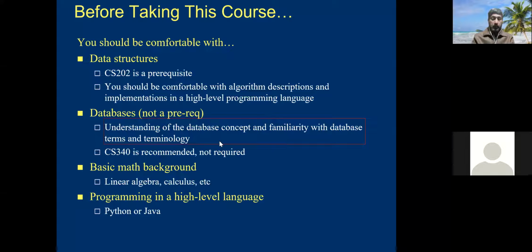Databases is not a prereq, but if you have taken databases, you will see some overlap of terminology used in this course. If you have not taken databases, then I think those terminologies are not that difficult and you should be able to understand them during this course. So databases is not required, but if you have taken it, then well and good. It might add somewhat to your understanding, but not essential.